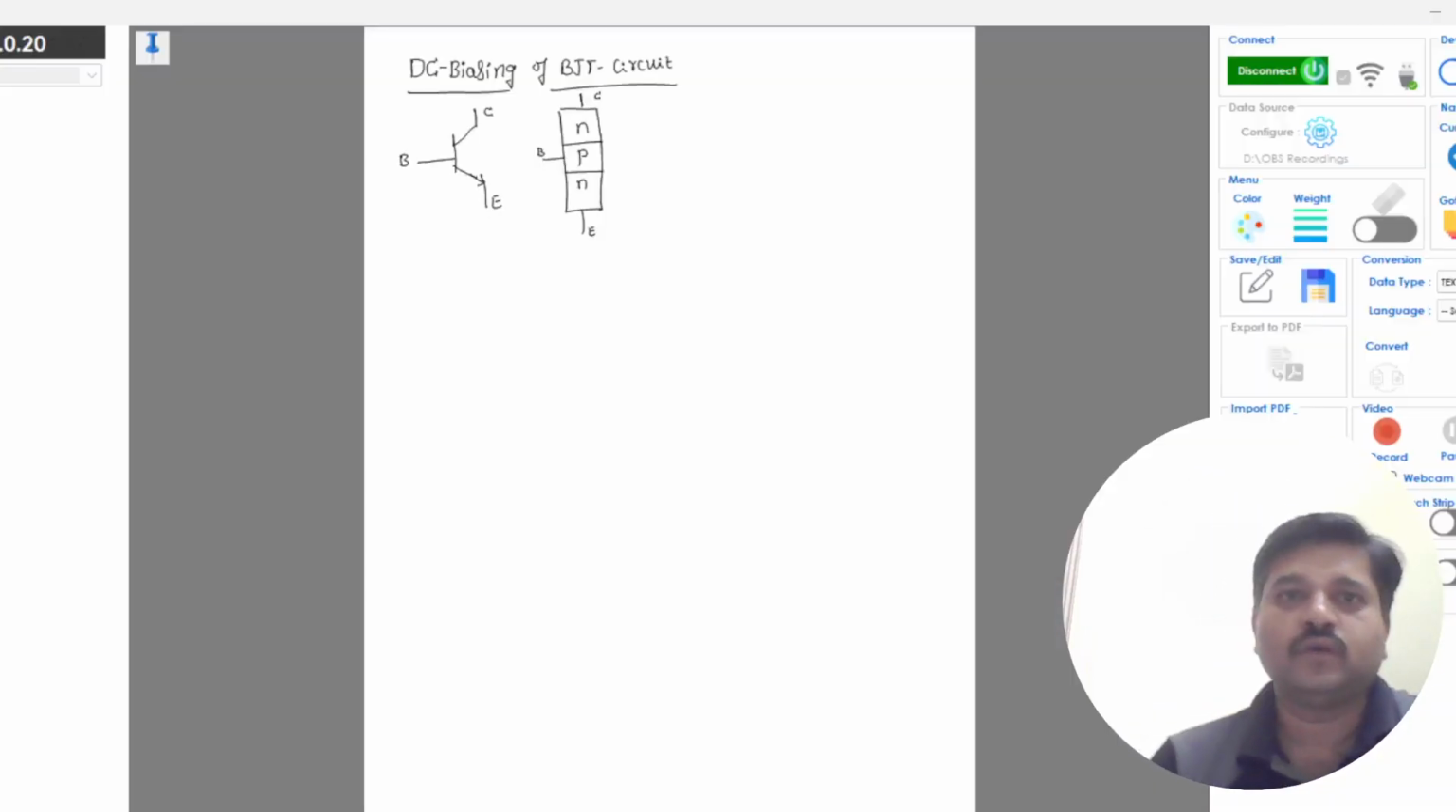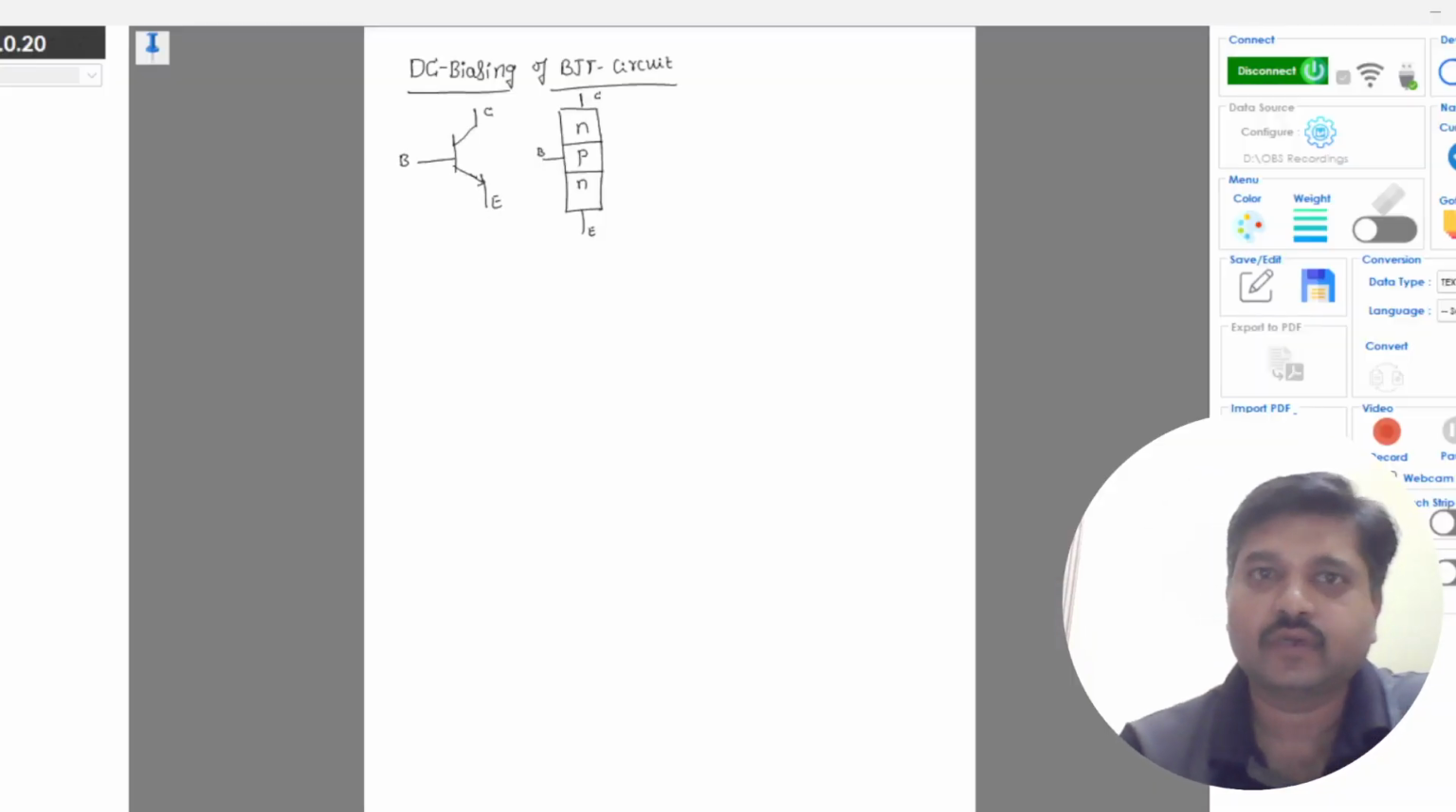Hello everyone. So today we will discuss the DC biasing of the BJT circuit. So you see here, this is an NPN transistor and this is the internal structure of the NPN transistor with its terminals: base, collector and emitter.